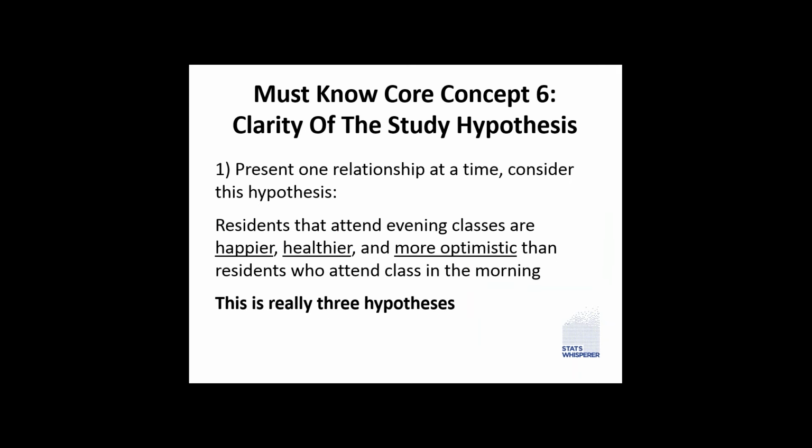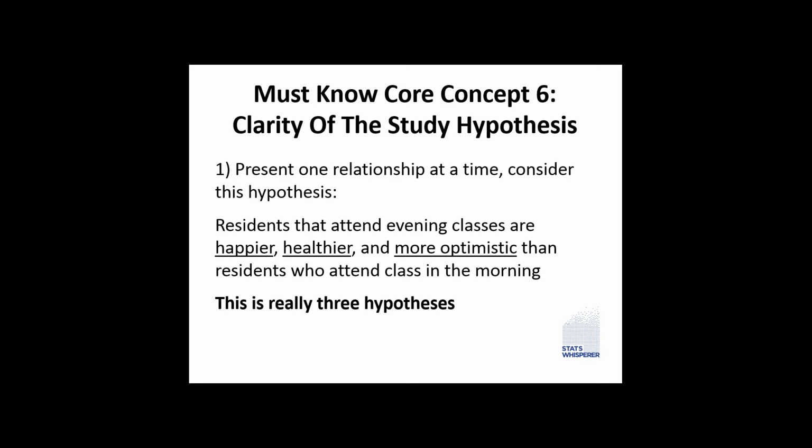So core concept 6, moving along now, okay? Hypotheses, right? Just going over a few rules for a clear hypothesis, because if we're testing the hypothesis statistically, the hypothesis must be clear, or we're going to have a hard time forming the right statistical test, right? So one rule is present one relationship at a time. Sometimes you'll see a hypothesis that might say residents that attend evening classes are happier, healthier, and more optimistic than residents who attend class in the morning.